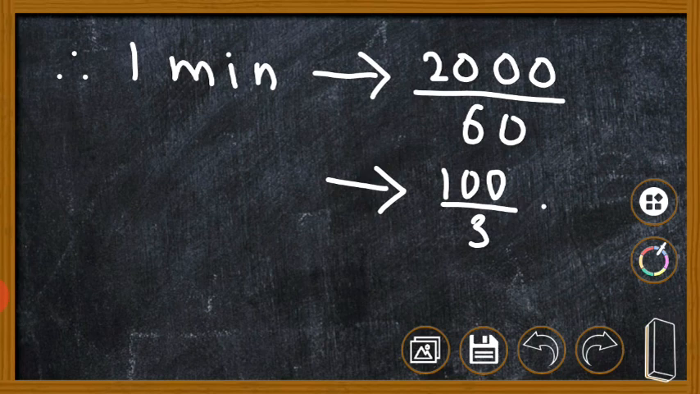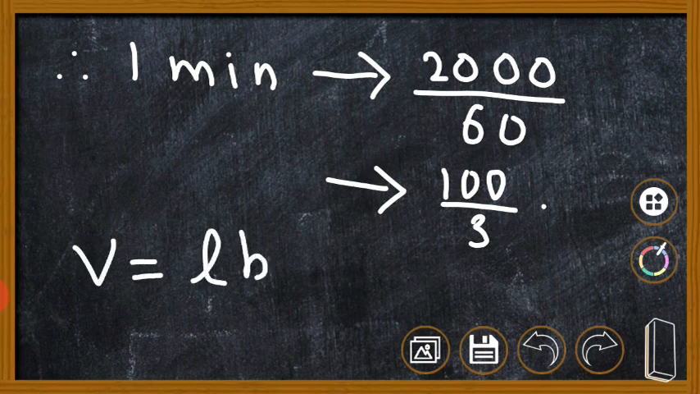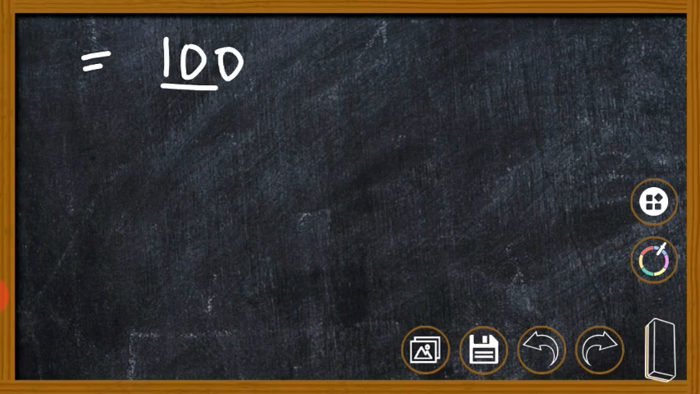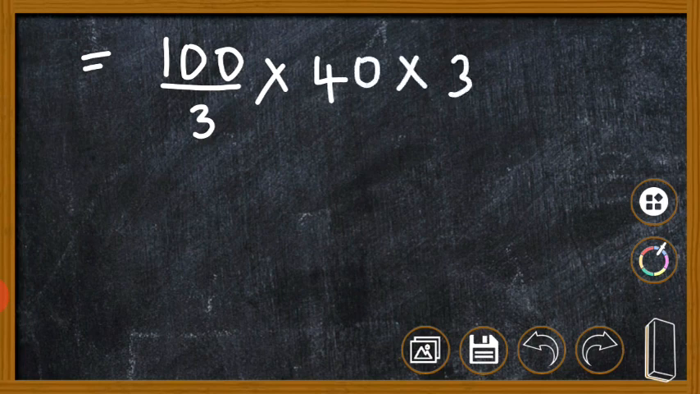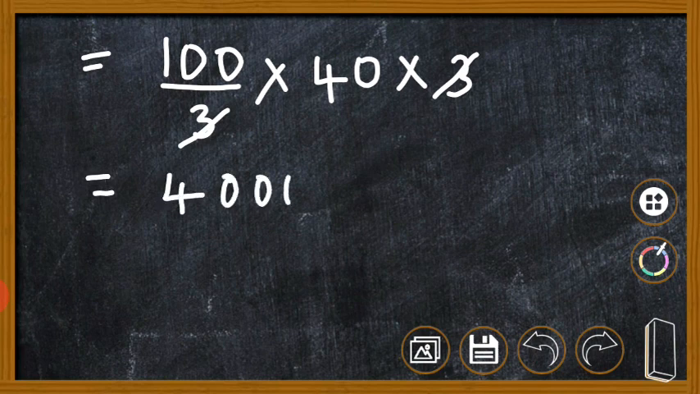Now you have to find out how much water will fall into the sea in a minute. So you have to calculate the volume. So what is the volume? Volume is equal to LBH. Just substitute the values. L what is that? 100 by 3. Breadth 40. Height 3. So 3 we can cancel. 4000 meter cube. That is the answer.